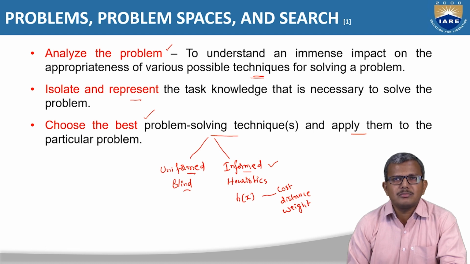Once you choose such a technique, we need to apply it to the problem we have. So these are the 4 steps. The first step is definition: we need to define the problem statement very precisely. The second is to analyze the problem. Next, we need to isolate and represent the knowledge related to the problem statement. If knowledge is already available in the knowledge base, you can directly use it to take decisions. If not, you need to identify new knowledge and add it to the knowledge base. And next is the selection process, which is selecting the best problem solving technique and applying it to the given problem.